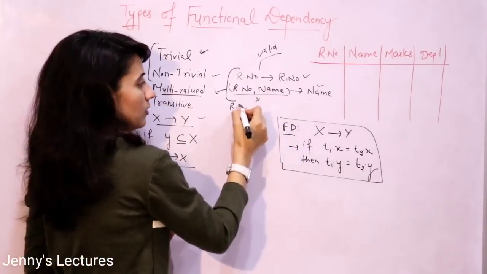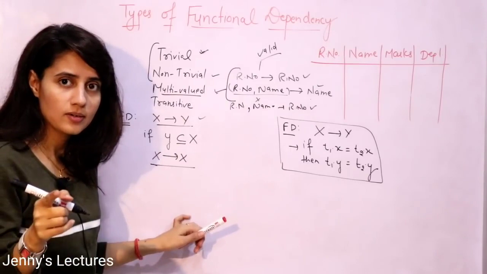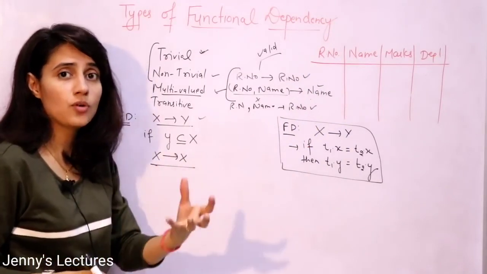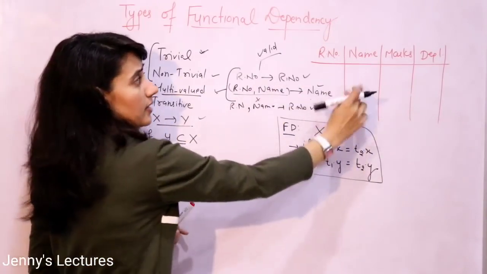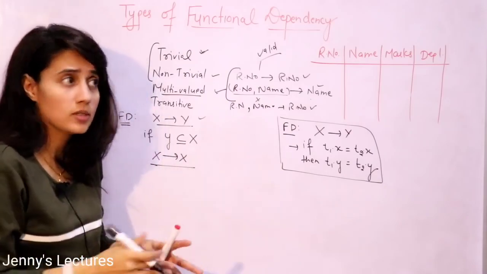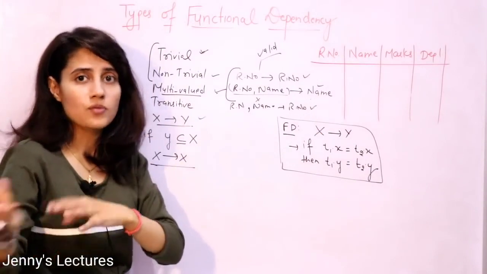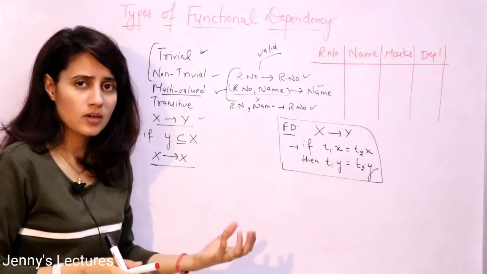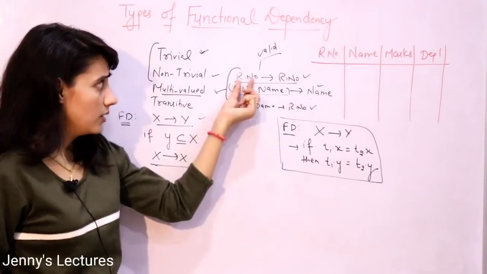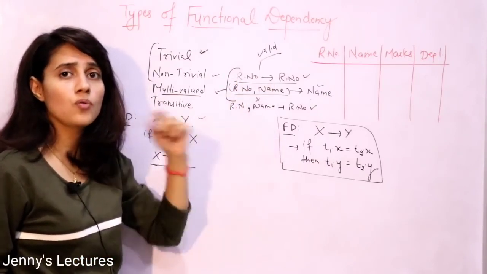Here if I say roll number, name determines roll number, that is also a trivial functional dependency, and that is always valid. No need to check the table. Valid or invalid, that thing we will check for non-trivial functional dependencies. Here if I say name, marks determines marks, that is also a trivial functional dependency. If I say name determines name, that is also trivial. Marks determines marks, definitely that would be valid. Department determines department, obviously that is a functional dependency, but it is a trivial functional dependency. And no need to write down these types of functional dependencies, because these are of no use. We know that roll number can determine itself, that is an obvious thing. So no need to write down these functional dependencies, but these are always valid.